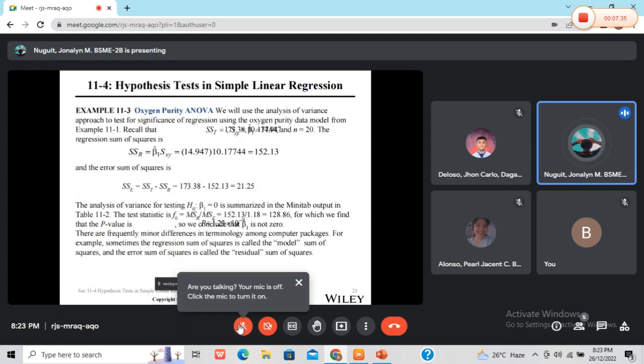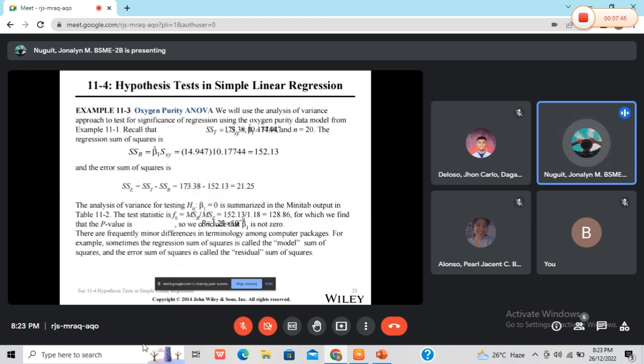So, ang iyang given kay SS sub T, which is equal to 173.38. Then, ang iyang beta hat sub 1 is 14.947. So, muna siya. The regression sum of squares is kini. Gamitan nato ang formula, then i-apply itong given, then mana ang answer.